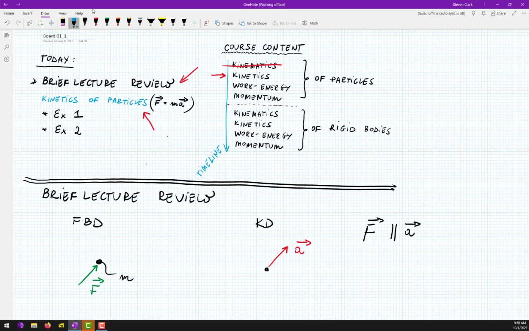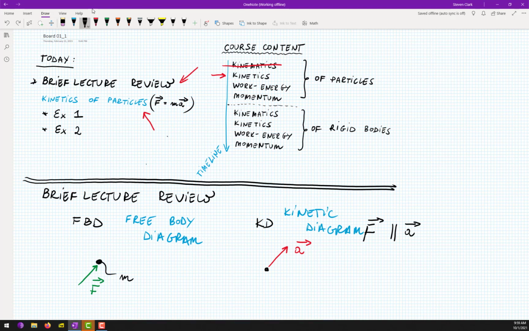And FBD stands for free body diagram. Free body diagram. And KD stands for kinetic diagram. Okay, on the free body diagram, we show all the forces acting on our particle. On kinetic diagram, we show accelerations that our particle will experience, okay? So make sure that you include it in every solution in this topic, okay? In kinetics. This is required, yeah.